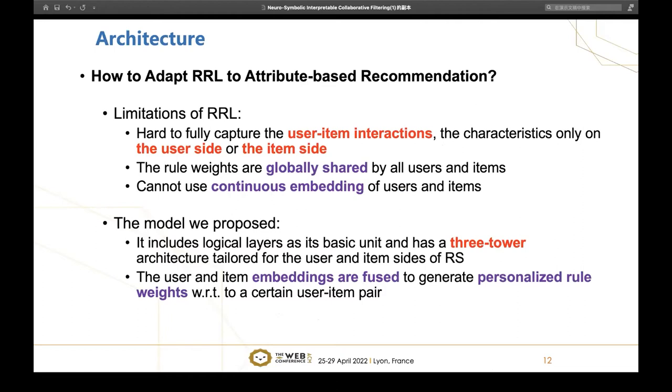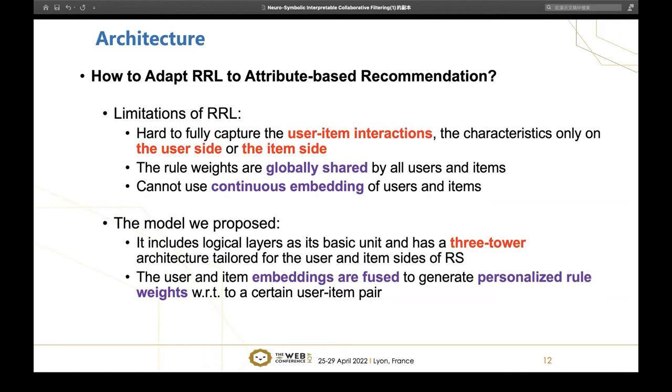The structure of the rule-based representation learner looks perfect, but there are several problems when introduced into the recommendation system. It's hard to fully capture the user-item interactions, as it characterizes only the user side or the item side. And since the logical layer takes discrete values as input, the RRL can't use continuous embeddings. Moreover, the rule weights are globally shared by all users and items.